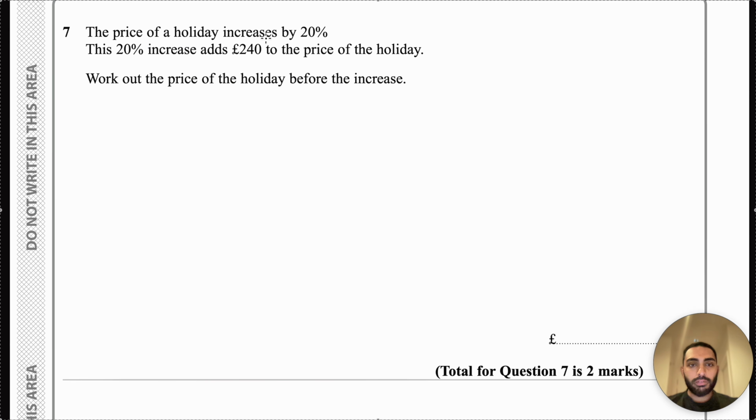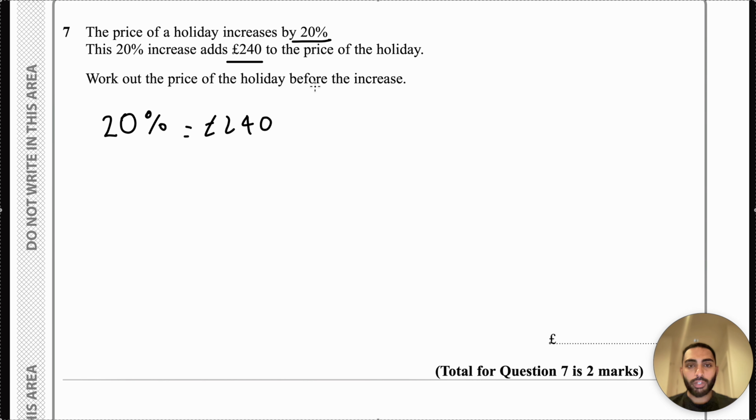Question 7. The price of a holiday increases by 20%. This 20% increase adds £240 to the price of the holiday. Work out the price of the holiday before the increase. The first thing that we need to understand here is what fact have they given me. They've told me that the price is increasing by 20%, and that 20% is equal to £240.